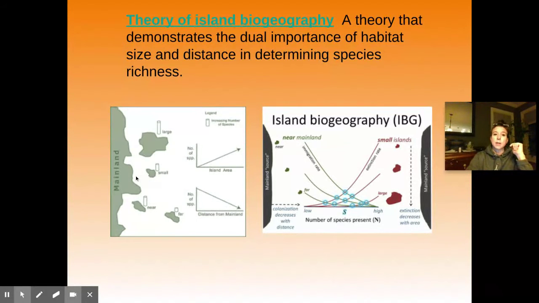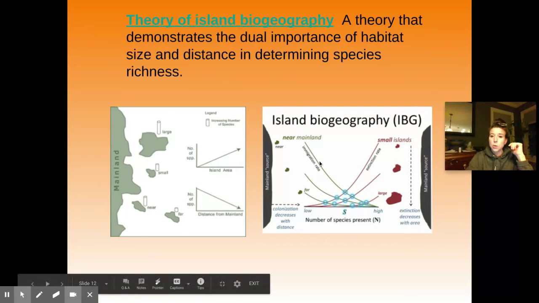Additionally, proximity to the mainland. The closer that you are to the mainland, the more likely you are to be colonized by species from the mainland. Flip the script. The smaller you are, automatically you're just not going to be as big of a landing pad. So that is going to bring your potential down for biodiversity. And then, of course, the farther away you are from the mainland is also going to do that.